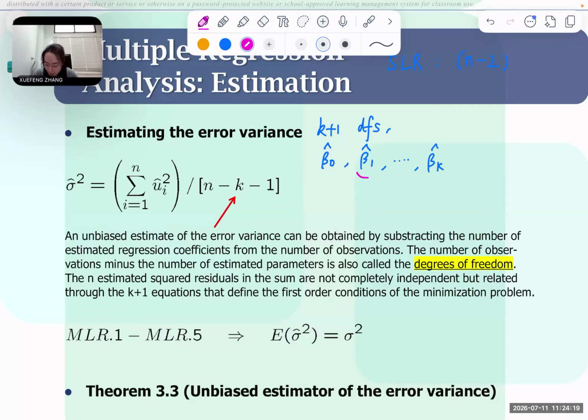So basically, here are the k x variables, right? And here is our intercept. That's why k plus 1. So think of it like this. Once you estimate all those parameters, the residuals aren't fully free anymore. They are tied down by the equations used to fit the line. N minus k minus 1 is called the degrees of freedom: the number of genuinely independent pieces of information left after fitting the model.